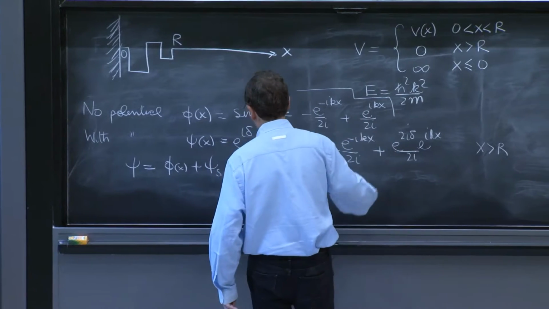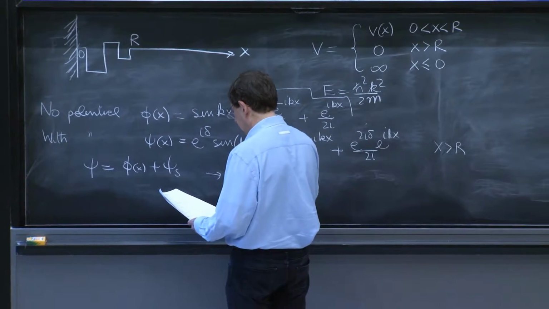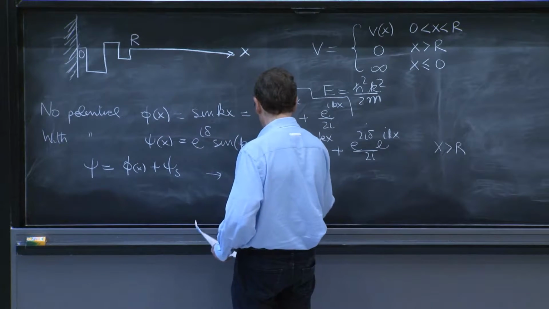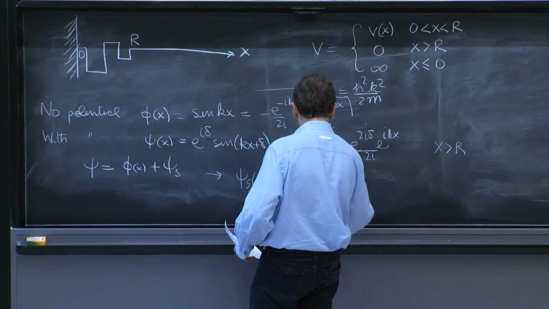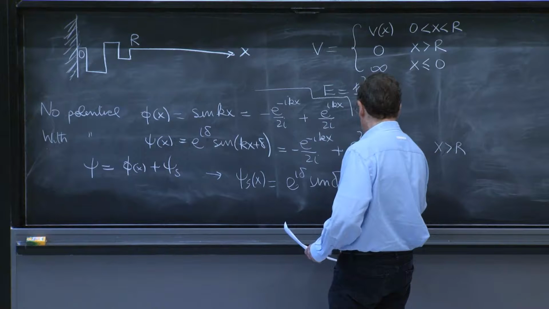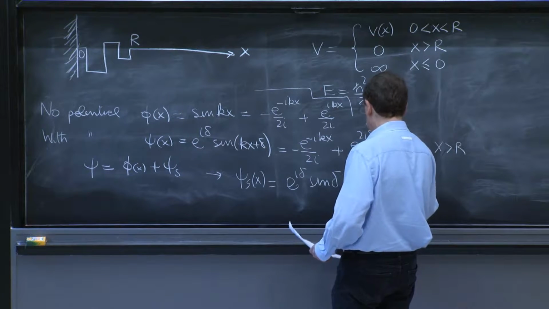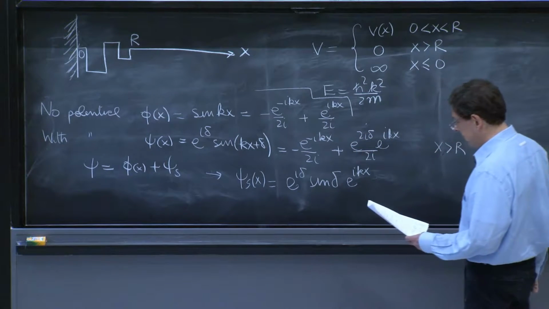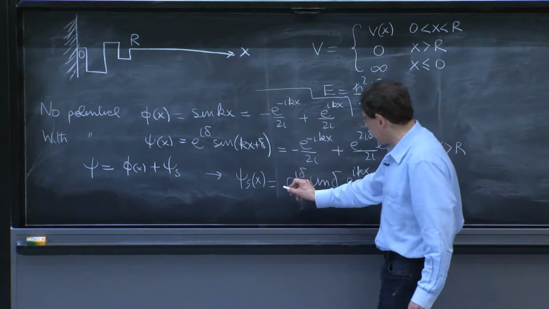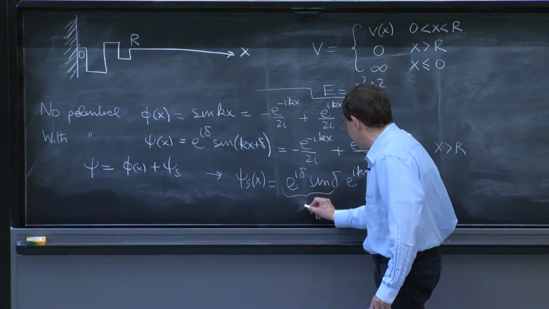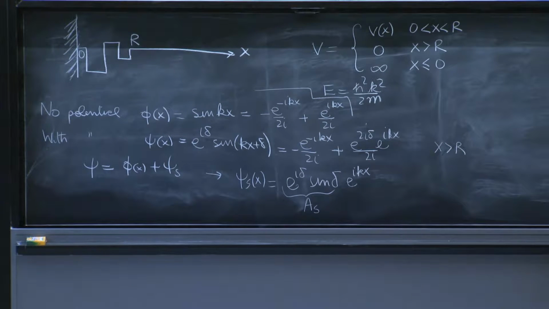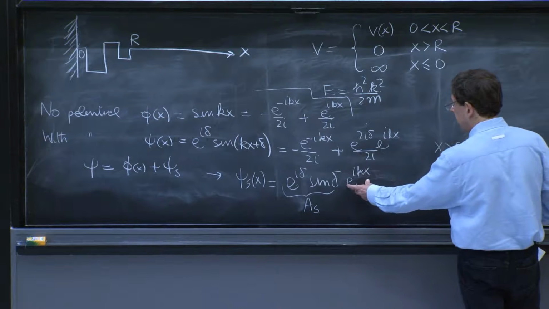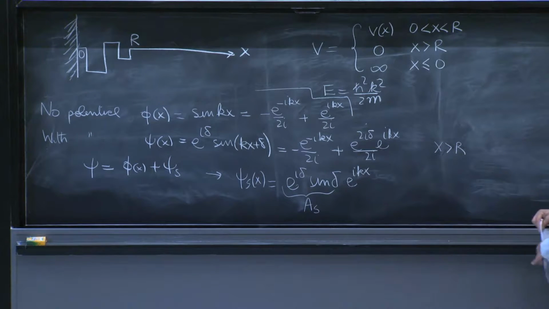Quick calculation with these things gives you that the scattered wave is e to the i delta sine delta e to the ikx. It's an outgoing wave, and this coefficient is called the scattering amplitude, is the amplitude of the scattered wave. This is a wave that is going out, and this is its amplitude.